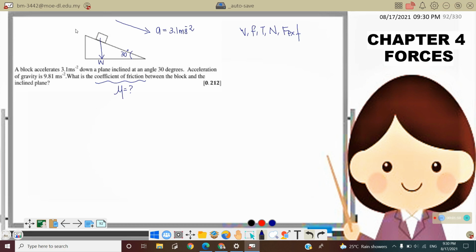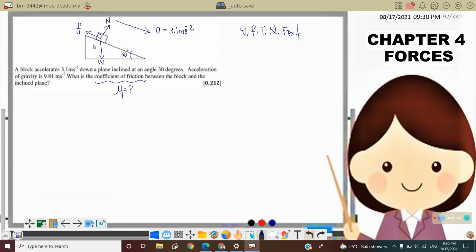Friction always opposes the motion. Since the motion is acting downward, the frictional force will act upward. We don't have tension, but we do have normal force, which is always perpendicular, at 90 degrees, to the contact surface. So this is the contact surface, so it's 90 degrees. And we also don't have an external force.